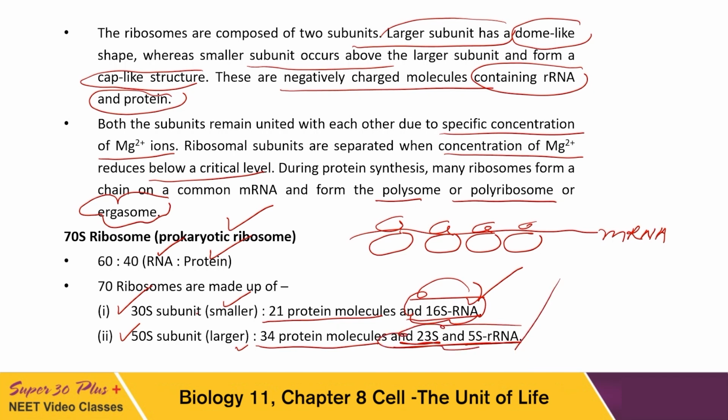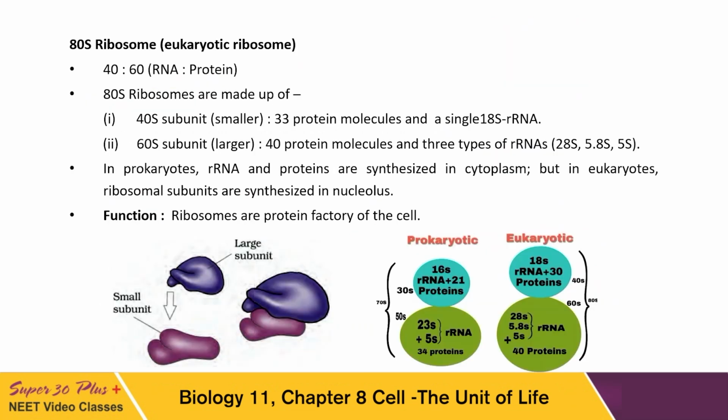It means in a prokaryotic cell we have three types of RNAs. One is 5S, one is 16S, one is 23S. These two are found in the larger unit, while this one is found in the smaller unit. Is it right? Yes. Now you see the ribosome, this is the structure of the 80S ribosome.